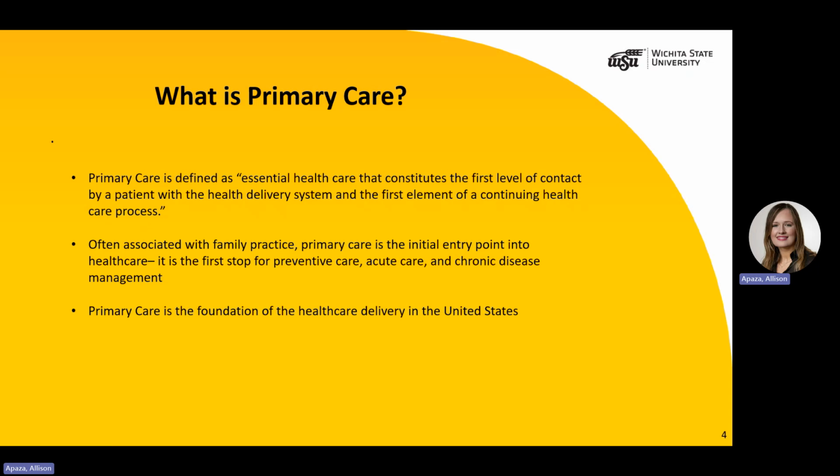It is where you go first when you have a healthcare need, whether that be preventive, like a checkup or screening, or treatment for an acute illness like the flu or a rash, or long-term management of a chronic condition like diabetes or hypertension. So anything like that that might need monitoring, you would usually start with your primary care. It's also very closely associated with family practice, but it isn't just limited to family practice physicians. It's about that first layer of care that anchors the rest of the healthcare system.